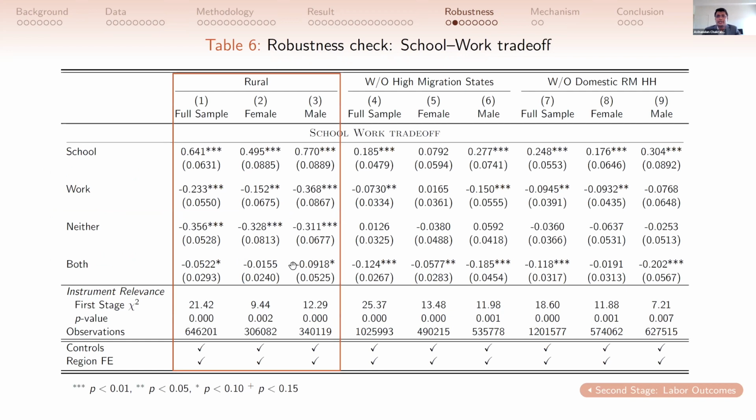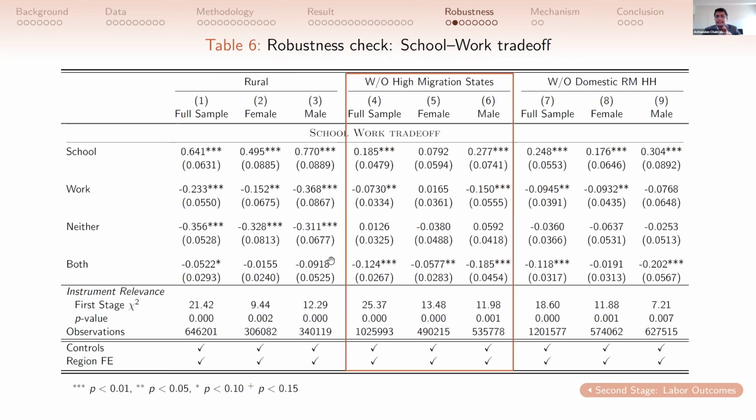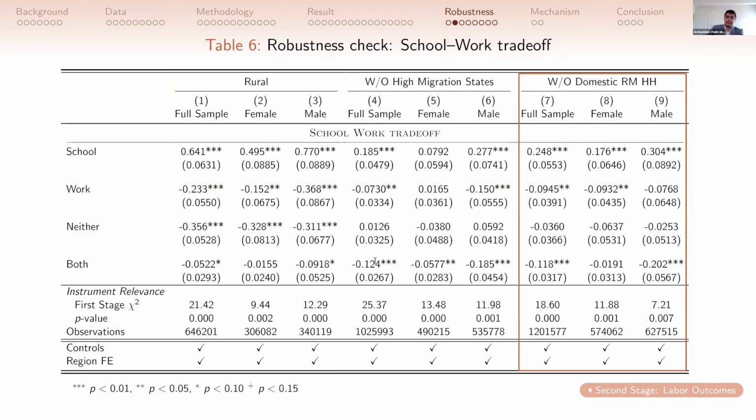The first 3 columns are for the rural population. The next 3 are for without high migration states, and the next 3 are for without domestic return migration states. So still we find that there is an increase in school attendance, a decrease in work, a decrease in neither, and a decrease in both. And it follows without high migration states and without domestic return migration states.